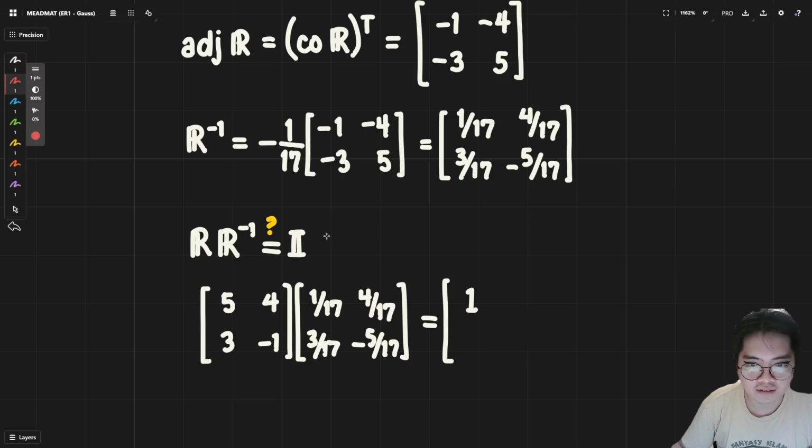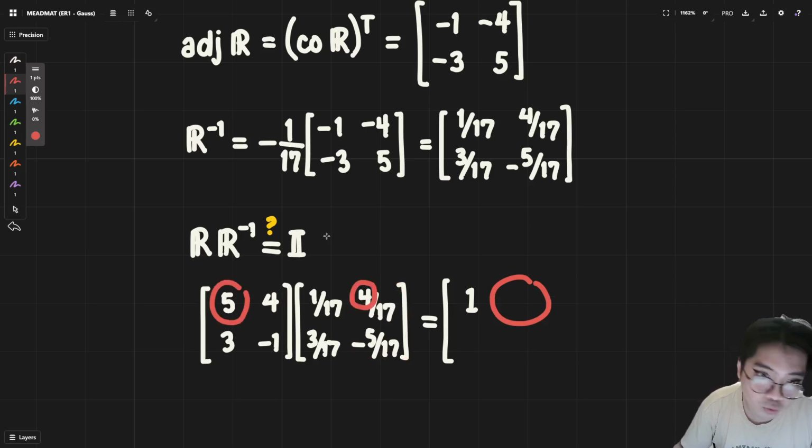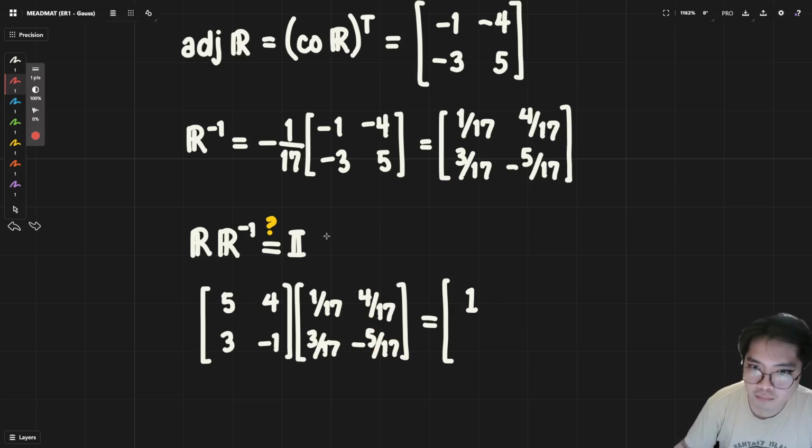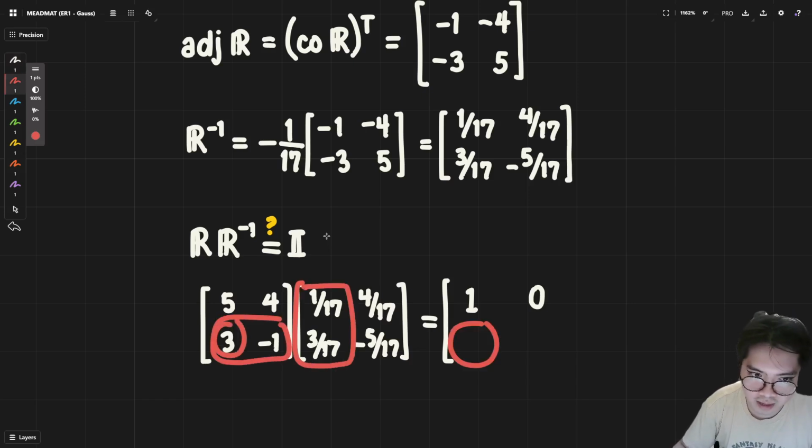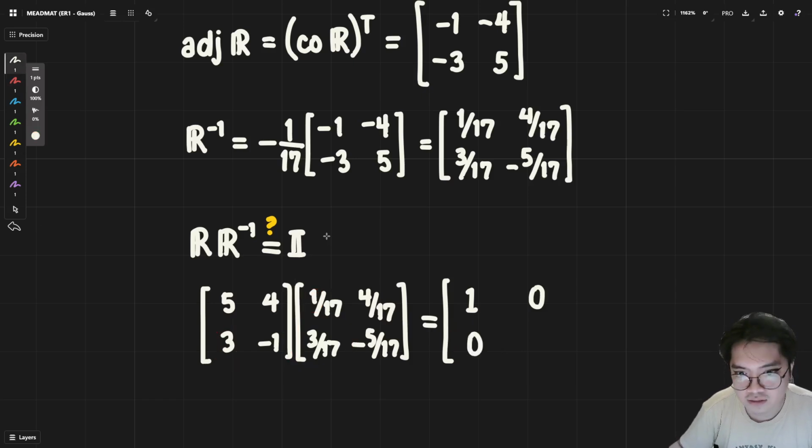First row, second column. We now see 5 times 4 is 20, 4 times negative 5 is negative 20. Both of them are over 17, which does not matter. That gives 0. Looking good so far. Second row, first column: 3 times 1, negative 1 times 3. Even though they are over 17, they will still be 0.